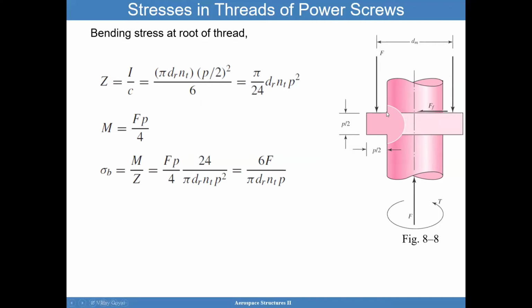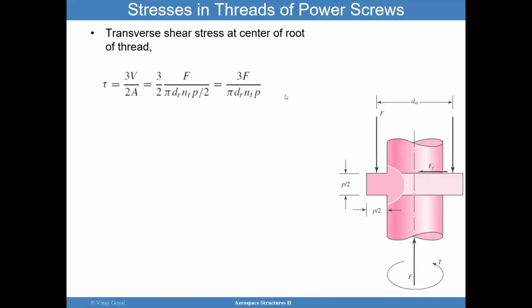In this case, we also have to consider the inertia for our situation, and that's the inertia of this piece, which can be calculated with the formula given here. Then the bending stress will be equal to 6 times the force divided by pi dr, the number of threads engaged, times p.